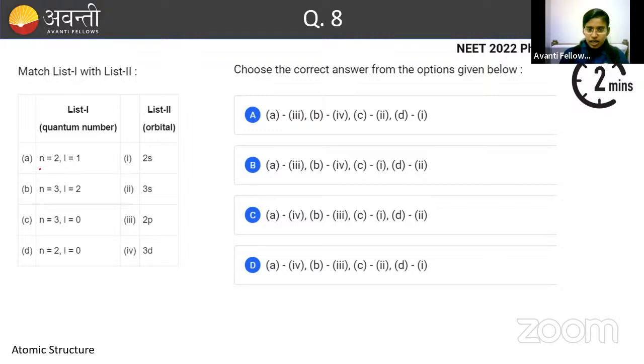In A, I have n equal to 2 and l equal to 1. l equal to 0 is for the s orbital, 1 for the p orbital, 2 for d, and 3 for f. Keep this alone in your mind. Now find the answer. Option A.